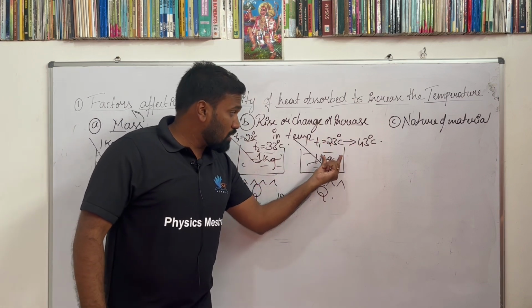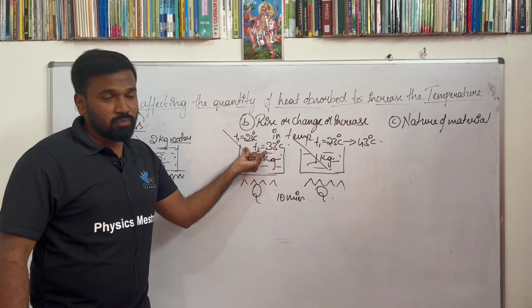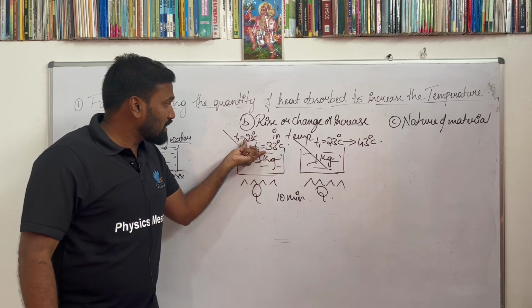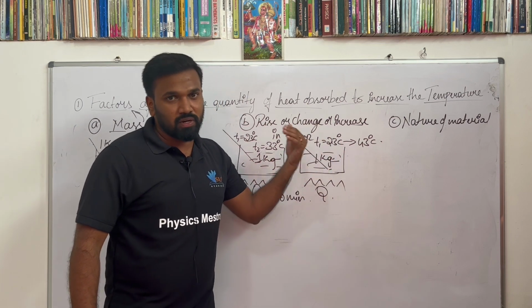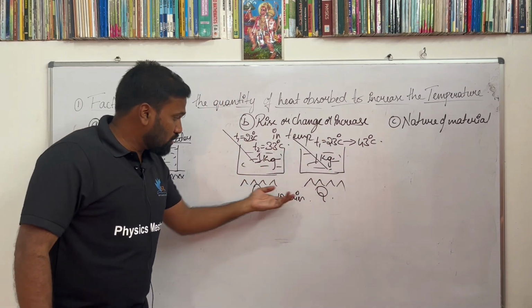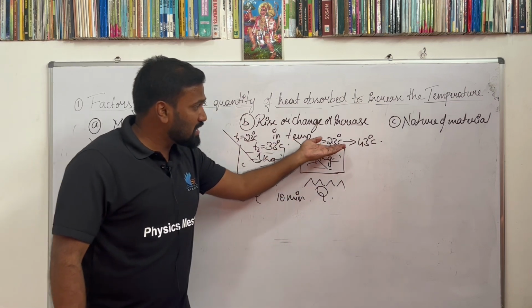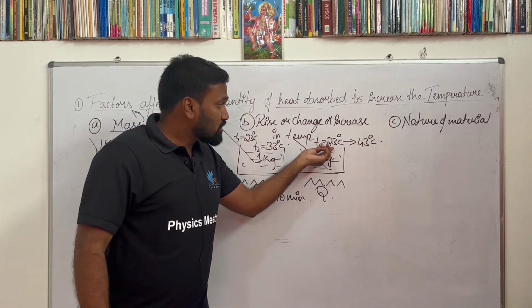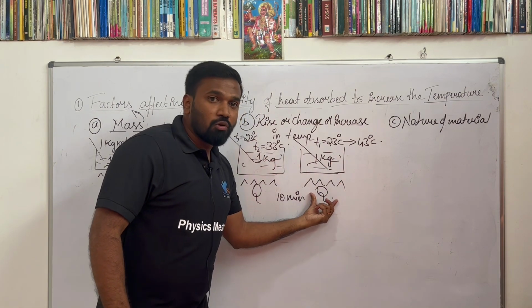So that means more heat must be absorbed by this water, and less heat must be absorbed by this water. Here I may get the result as expected, but here I will not get the result as expected. Why? Because for both I am giving the same amount of energy. So in order to raise the temperature to a higher value within the same time, I must give more energy.